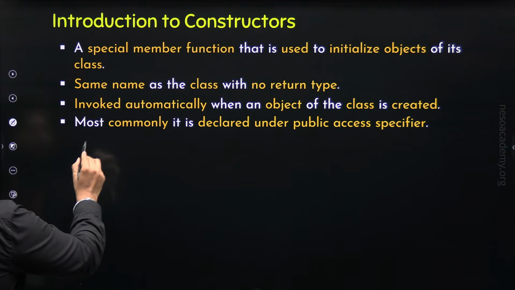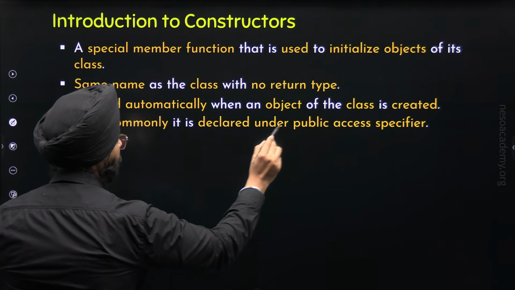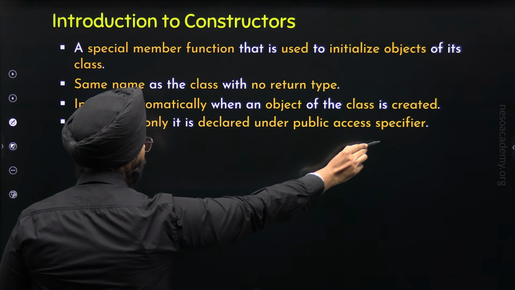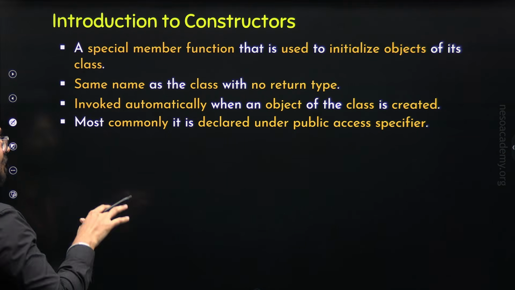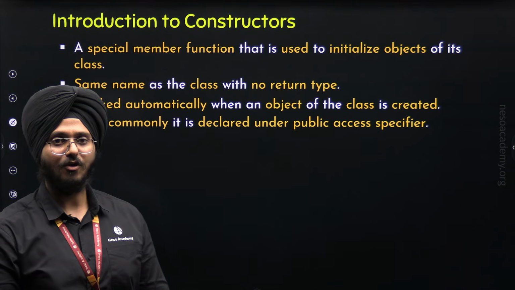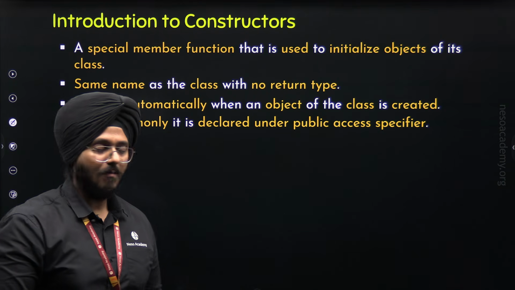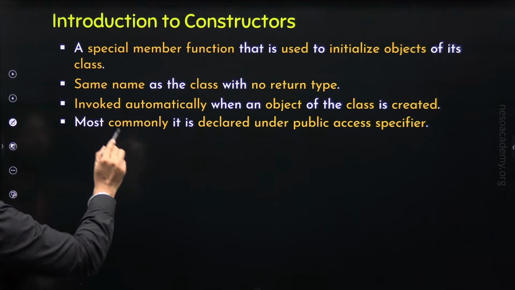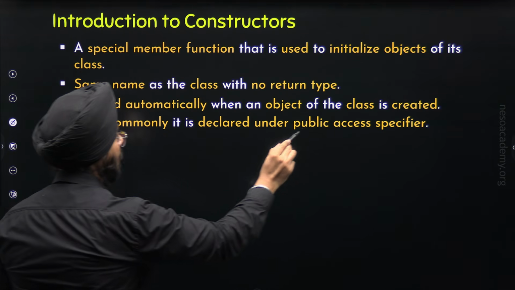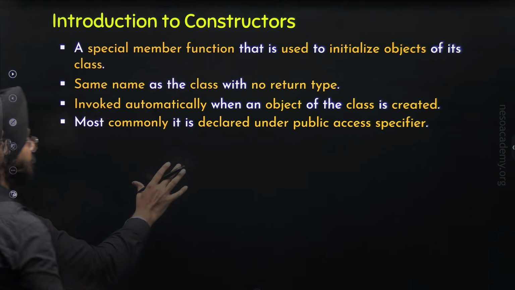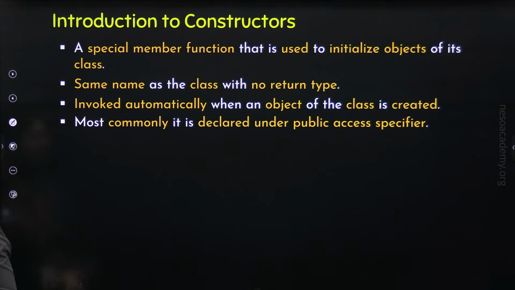Also, most commonly it is declared under public access specifier. We do not usually declare it under the private access specifier, although we can do this. But mostly we declare a constructor under the public access specifier. So that's the concept of constructors.